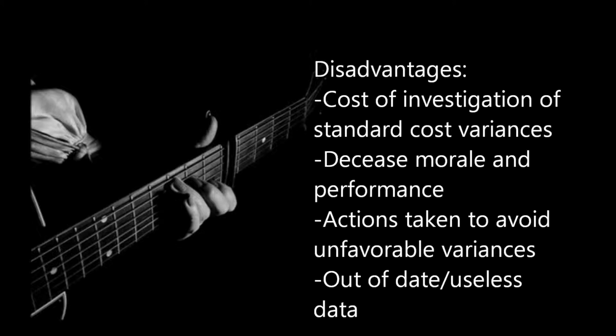There are disadvantages with implementing standard costing. These could be the same reasons as to why American Guitar would decide to keep its current accounting system. Well, one reason could be cost. The investigation of standard cost variances is a costly activity. Management must carefully decide which variances to investigate.